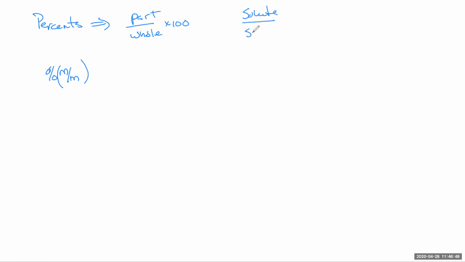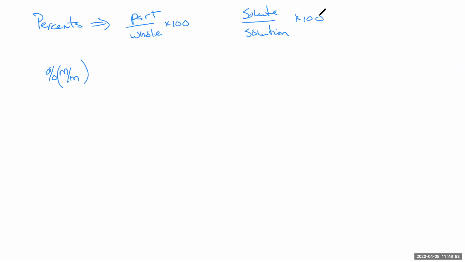If you look at percents, percents are always part over whole times 100. That's just a generic version of what a percent means. So for us in solutions, in your textbook, they only show you one. They show you percent. It's called mass to mass. And what the units here are, the part is going to be the solute, and the whole is going to be the solution.